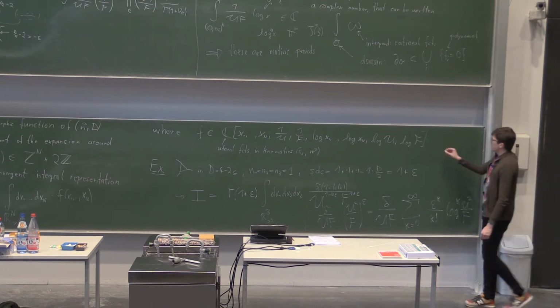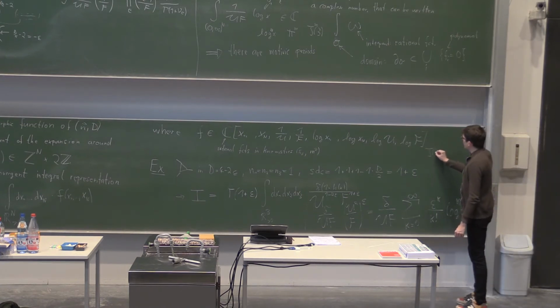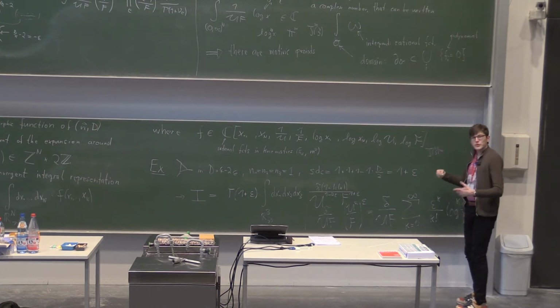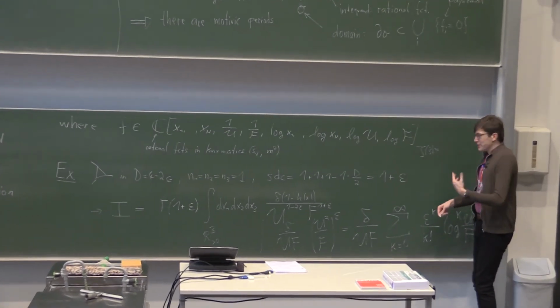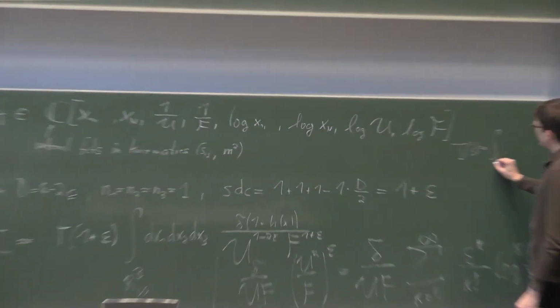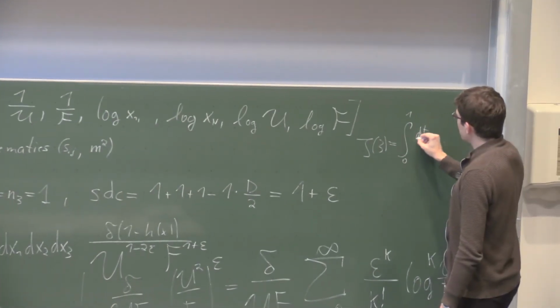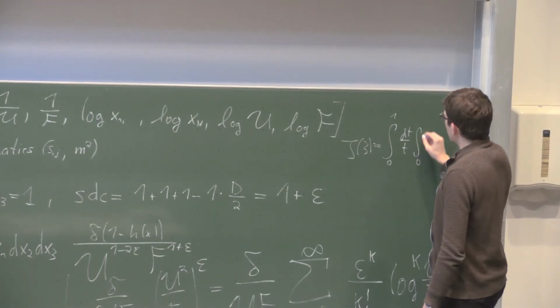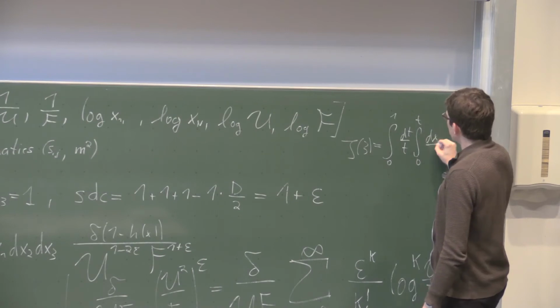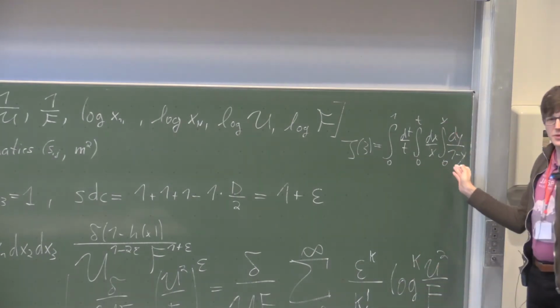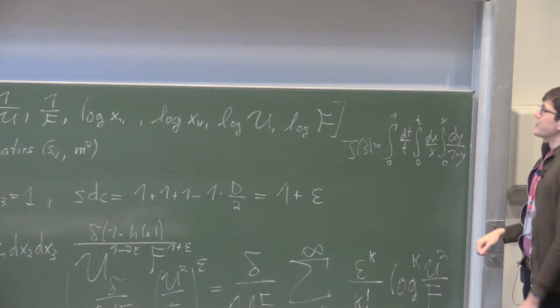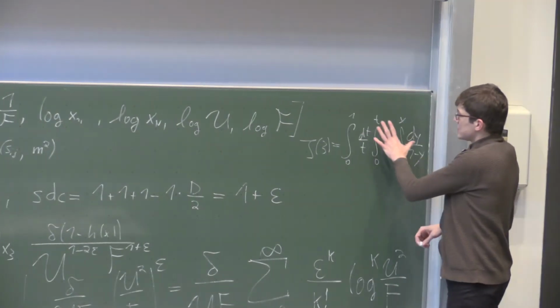Remember, zeta 3 is a special value of the trilogarithm, and the trilogarithm is the integral of the dilogarithm, which is the integral of the logarithm. So you can write this as a triple integral from 0 to 1 dt over t, 0 to t dx over x, integral 0 to x dy over 1 minus y. So this is what Johannes wrote down. It's a rational integrand.